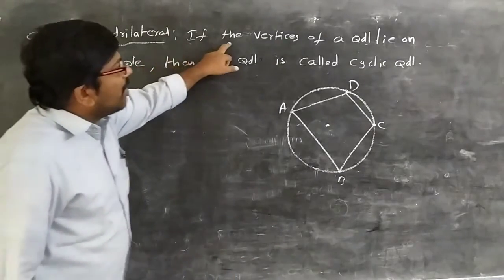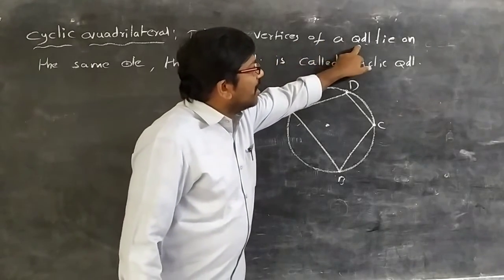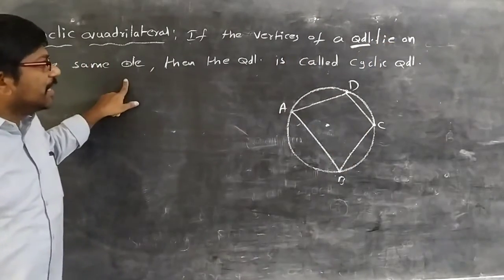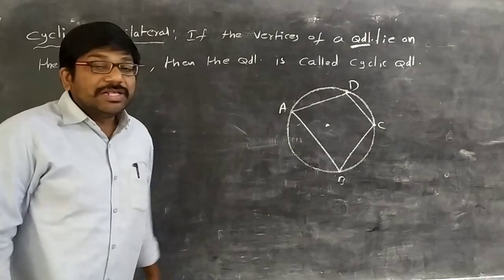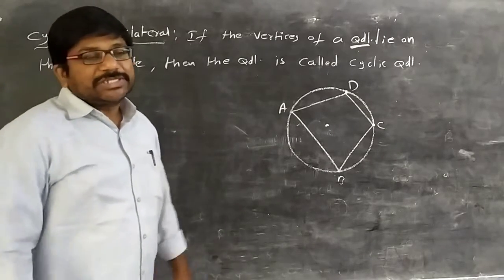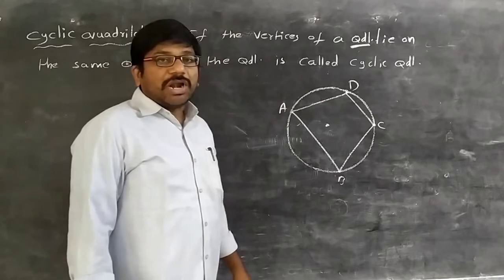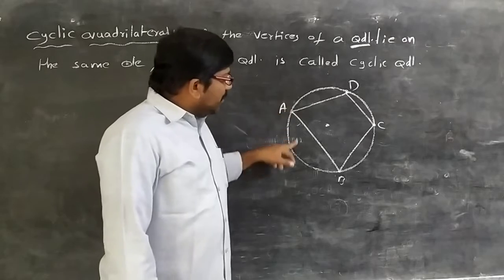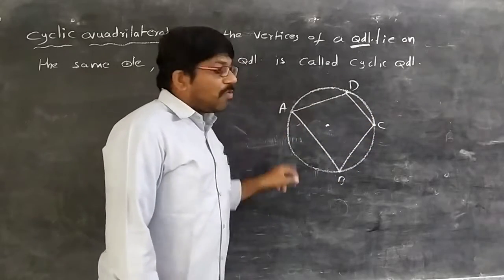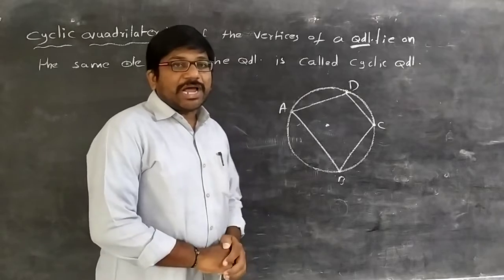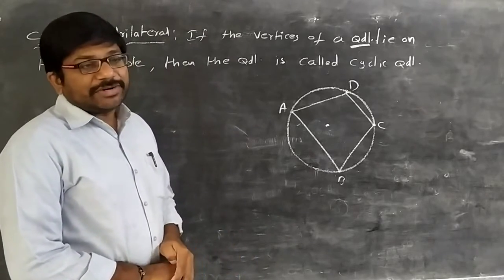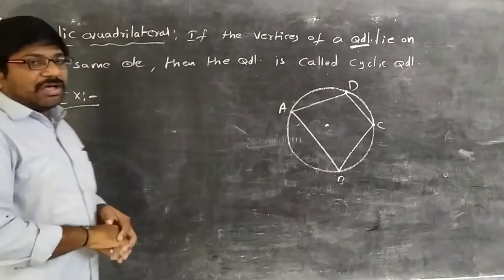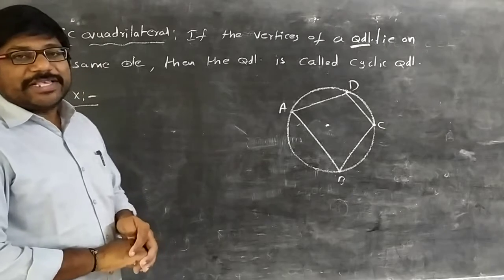If the vertices of a quadrilateral lie on the same circle, then the quadrilateral is called a cyclic quadrilateral. So here ABCD is a cyclic quadrilateral. The four vertices of the quadrilateral lie on the same circle, that means the circle passes through the four vertices of the quadrilateral. So for example, what are the cyclic quadrilaterals? Is a square cyclic? Yes, a square is cyclic.